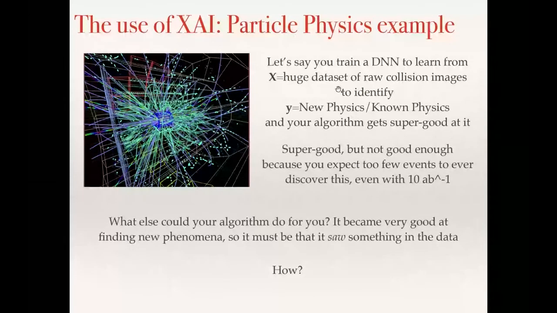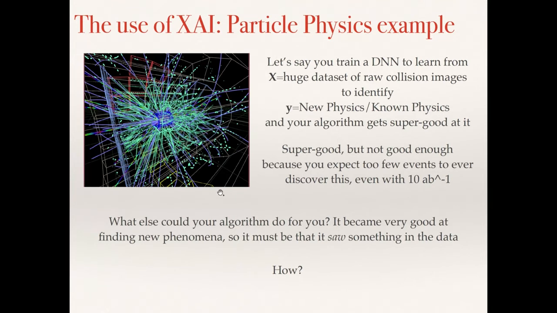Learning in this course. So let's say that you train a deep neural network, probably containing some convolutional layers, with a huge data set of raw collision images, like this one. And what you're trying to do is a classification problem, to identify whether events are given from new physics or from standard model physics. Let's say you train, you tweak, and you train again, and all the stuff that you've been doing during this course, and your algorithm gets super good at it. You get 90-something% accuracy. And you say, wow, that's awesome.